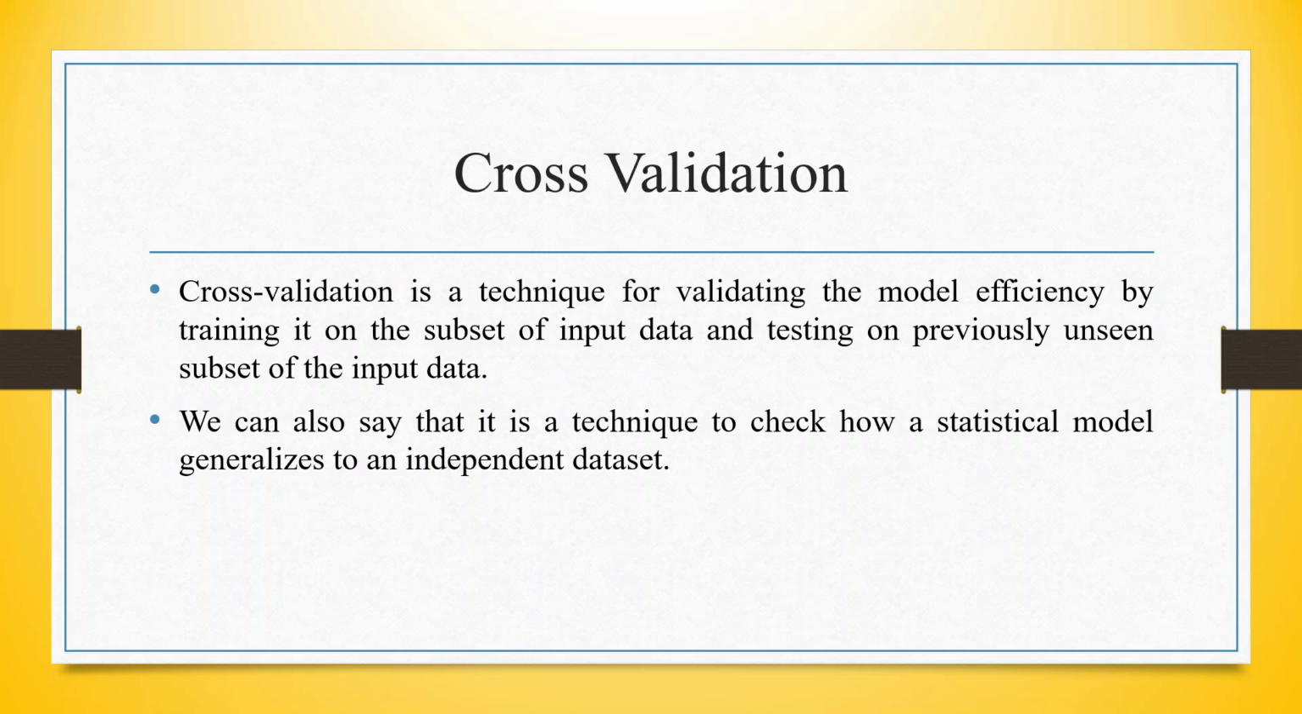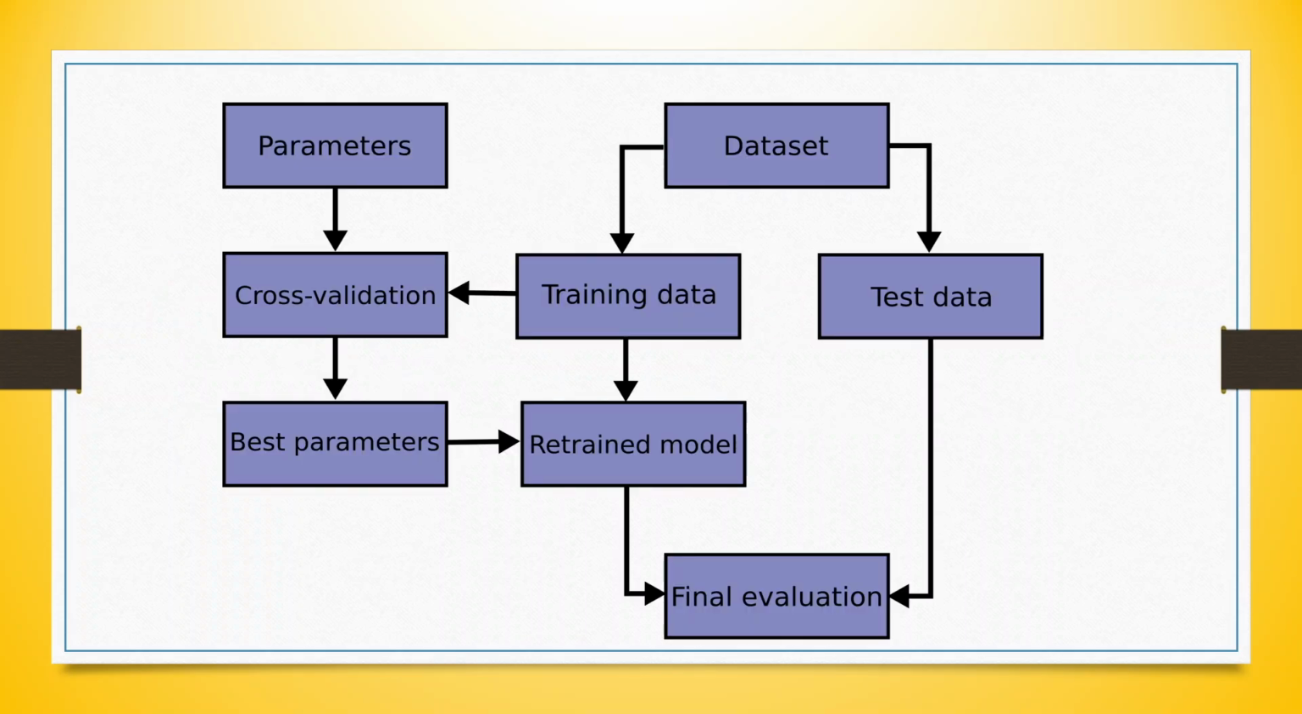Today, we are going to understand what cross validation is. It is a technique for validating the model efficiency by training it on a subset of input data and testing on a previously unseen subset of the input data. We can also say that it is a technique to check how a statistical model generalizes to an independent data set. Say, for example, we have a data set which will be split into training and testing data sets.